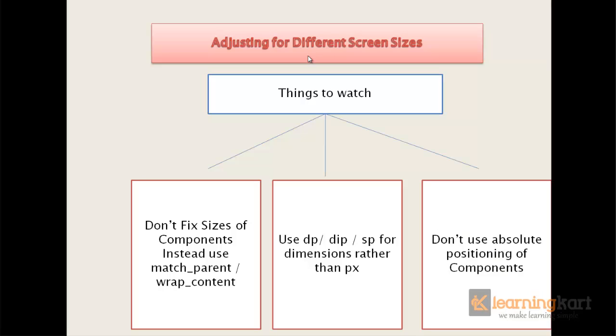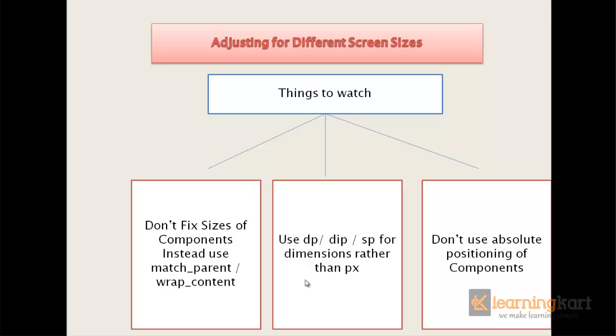So the third part is you don't use absolute positioning of components. Already we had absolute layout, but now it's deprecated for the very same reason, that if you fix up things and the layout goes to a different screen size, it breaks. Suppose I have a button which I locate say 20 pixel from here, 40 pixel from here. Now in case I scale up the screen, it will again come out to be 20 pixel from here, 40 pixel from here, whereas the screen has grown in size.